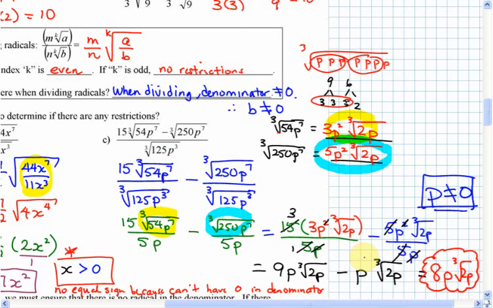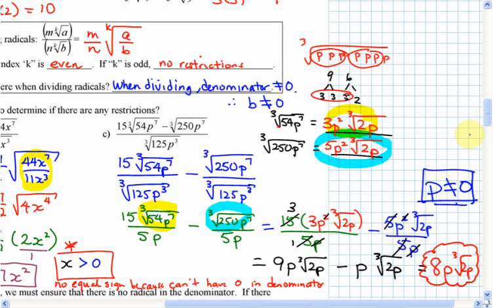Because this is an odd index, you would assume there's no restrictions. However, because this is a denominator, we must make the denominator not equal to 0. Therefore, your restriction is p cannot be 0. Tricky.